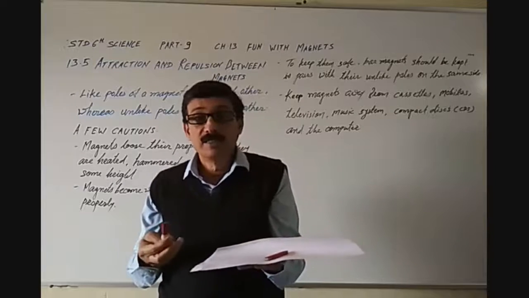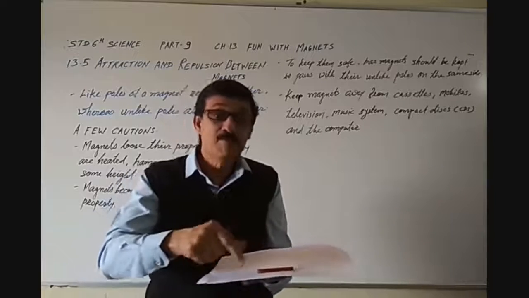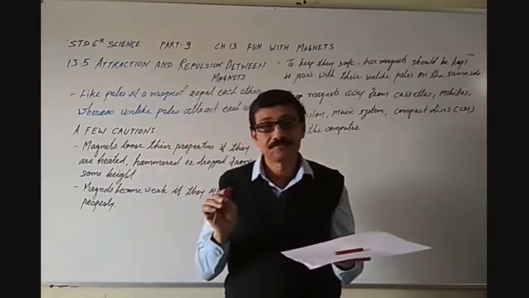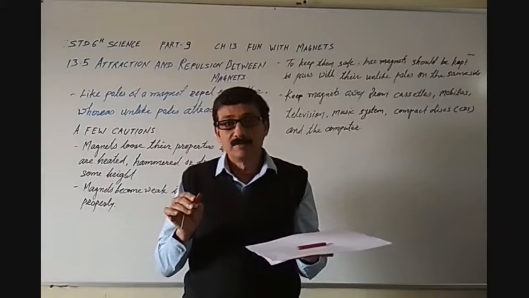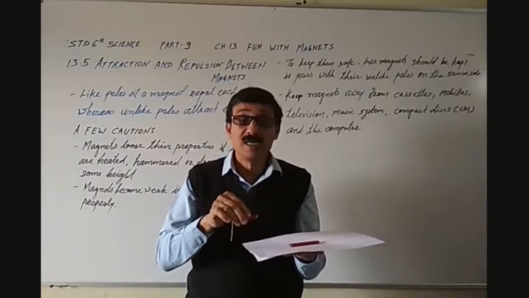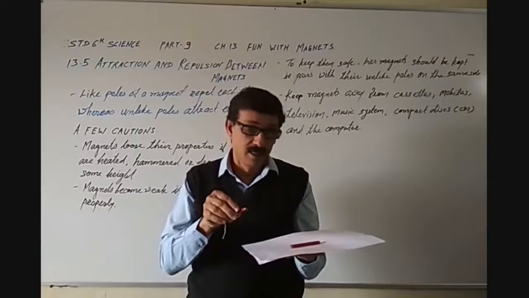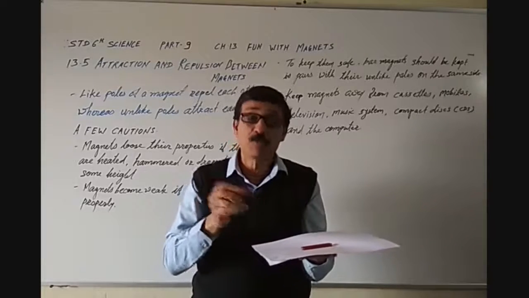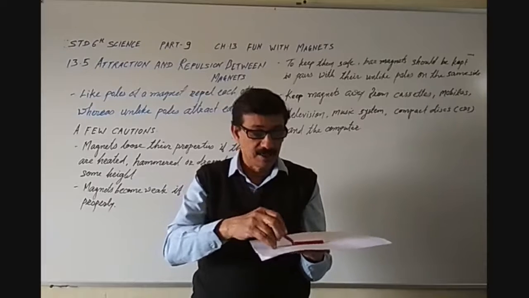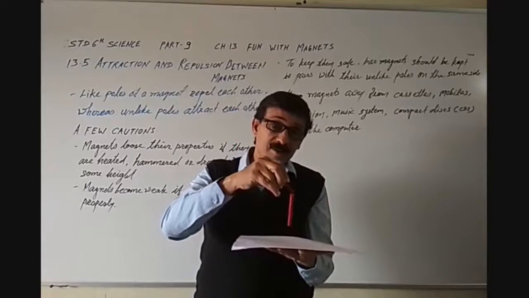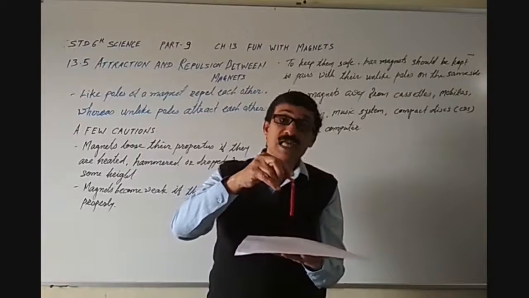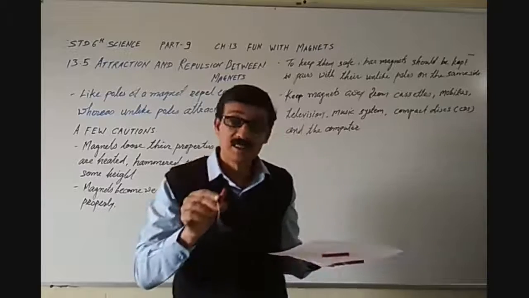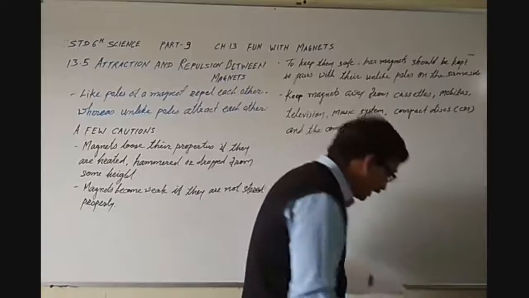So if we bring the same pole together, then we come to know that same poles repel each other, and unlike poles, opposite poles, attract each other. See, attraction is there, that means both these poles are unlike. If there is an attraction, that means we come to know that both the poles are unlike poles.